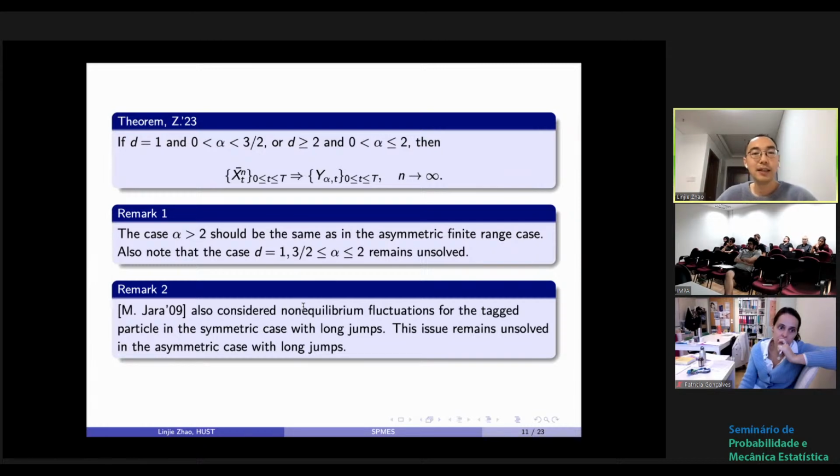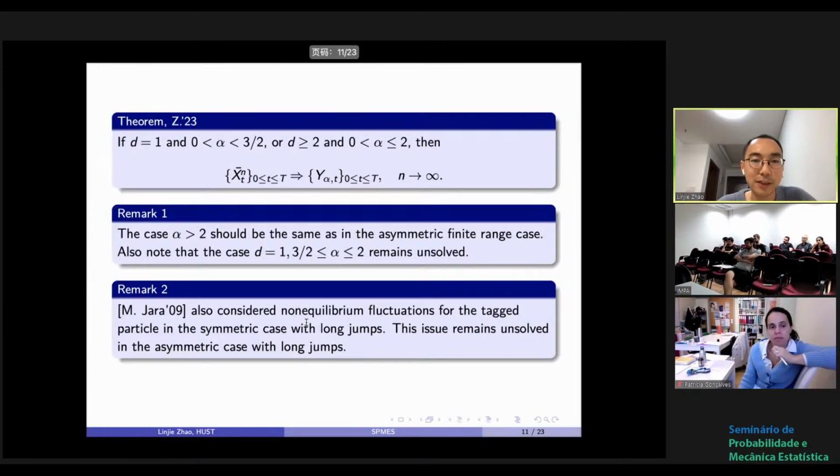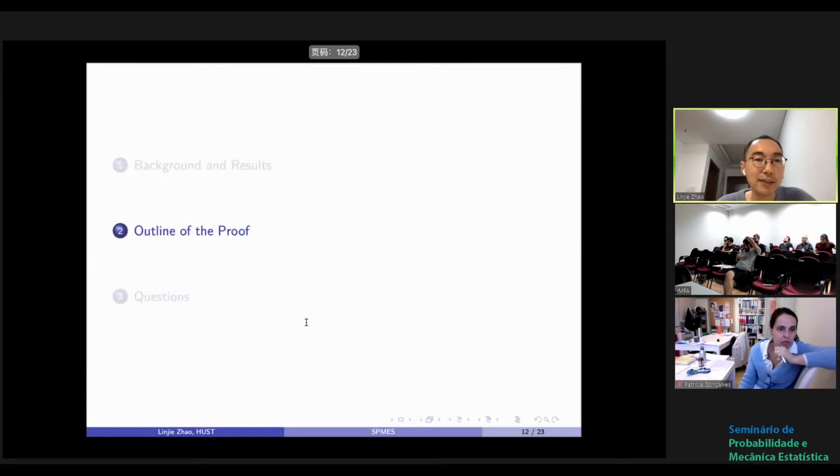As I said before, Newton also considered the non-equilibrium fluctuation for the tagged particle in the symmetric case. But so far, I don't know how to solve this problem for the asymmetric case, and we will come back to this problem in the last part of the talk. So above are the main results, and then we give some ideas of the proof.